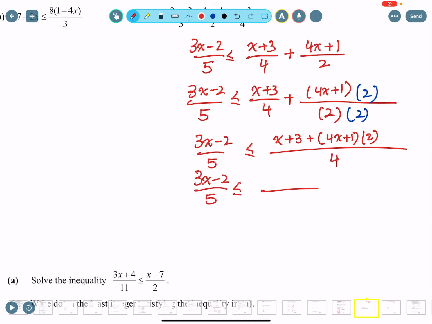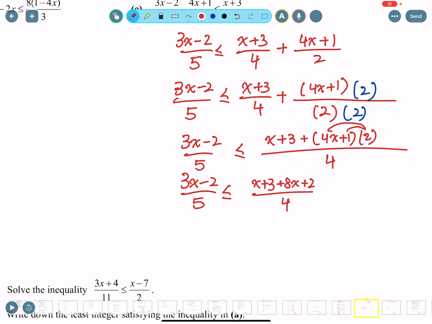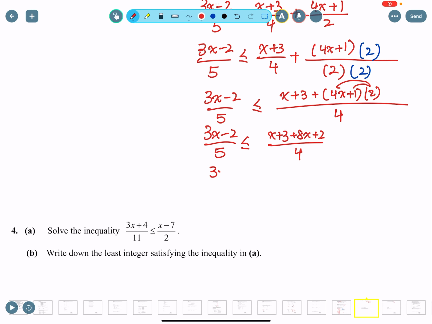Now finally, if we try to simplify this by rainbow method, you have x plus 3. 4x times 2 is 8x. 1 times 2 is 2 over 4. 3x over 2 over 5. Sorry, 3x minus 2 over 5. Then we have x plus 8x, 9x. 3 plus 2 is 5 over 4.